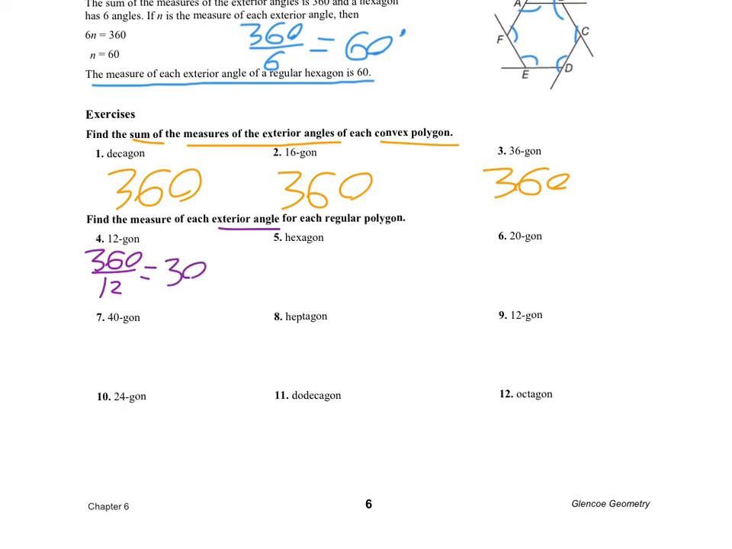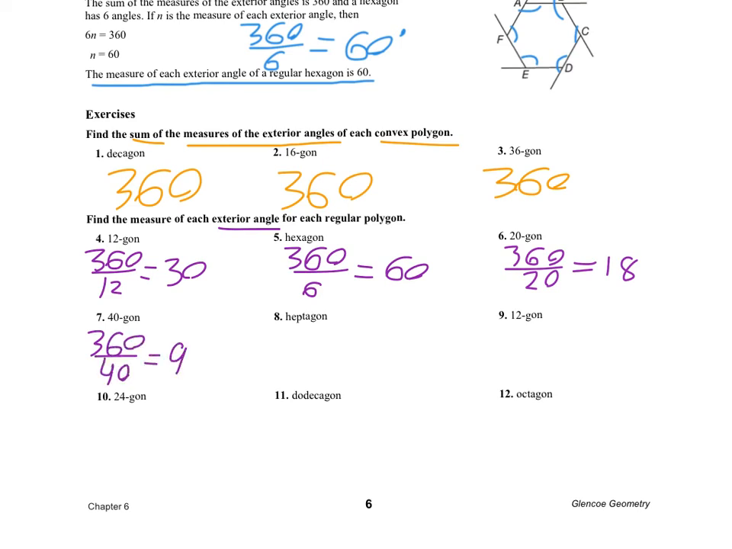Hexagon, that's 6 sides, so that's going to be 360 divided by 6 equals 60. A 20-gon, well, that's my 360 exterior sum divided by my 20 sides, or 20 angles, because angles and sides are the same in polygons, to give me 18. A 40-gon, well, that's going to be 360 divided by 40, which is 9. Heptagon, 360. Heptagons are 7-sided, which is going to be approximately 51.4.